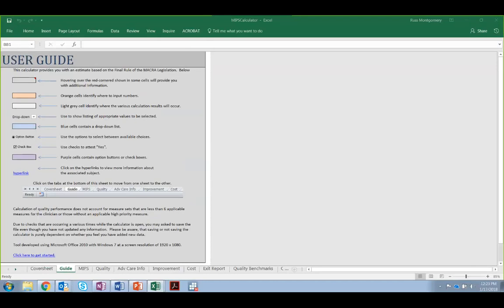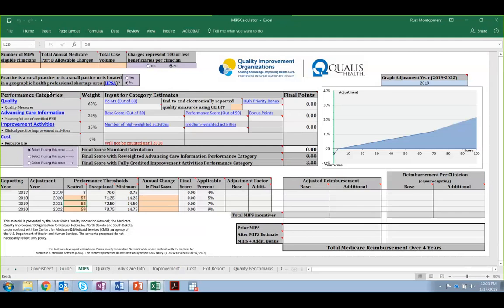As you see here, I've been clicking along these tabs on the bottom. You can progress through the calculator. Once you complete one sheet, click on the next sheet, and so forth. And we'll move through each of the categories that Dr. Khanna showed on these slides: quality, advancing care information, improvement activities, and then cost. And then that will give us an exit report and show us what the potential payment adjustment may be.